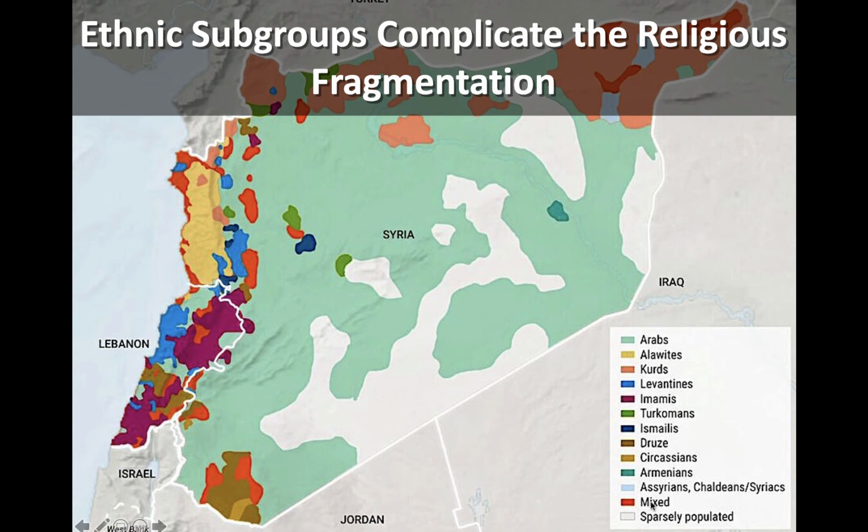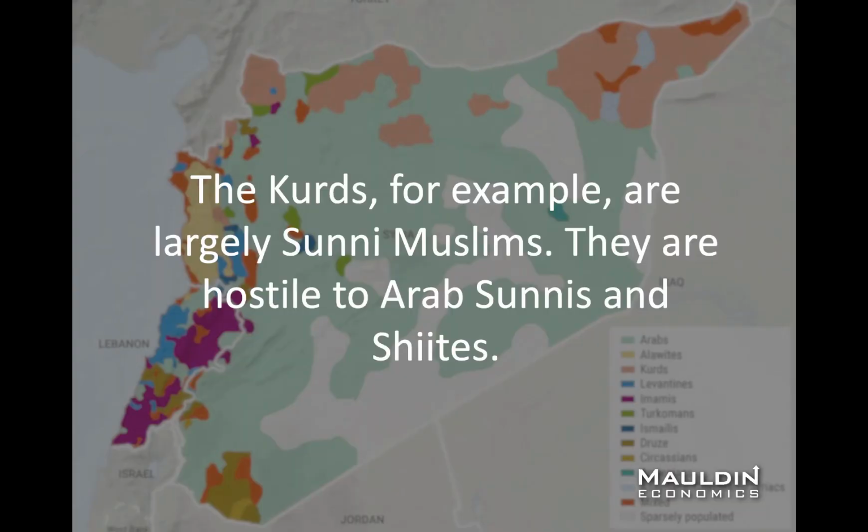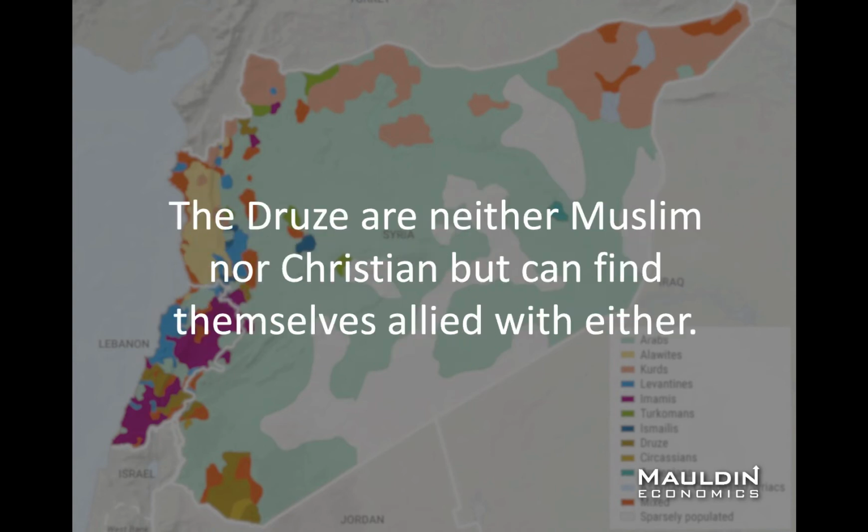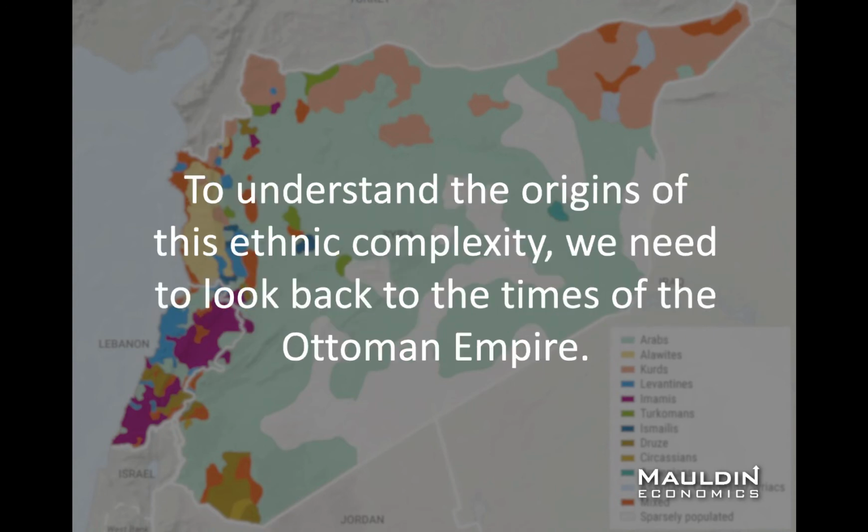But as you can see, there are a number of different groups as well. The Druze are primarily in Lebanon, but also exist in Israel. Armenians were driven out of Turkey, with great massacres in the early 20th century. They are scattered throughout the Middle East, so there are a variety of different groups that exist throughout the Middle East. Here, for example, the Kurds are largely Sunni Muslims, but they are hostile to the Arab Sunnis and to the Shia. The Druze are neither Muslim nor Christian, but can find themselves allied with either side.